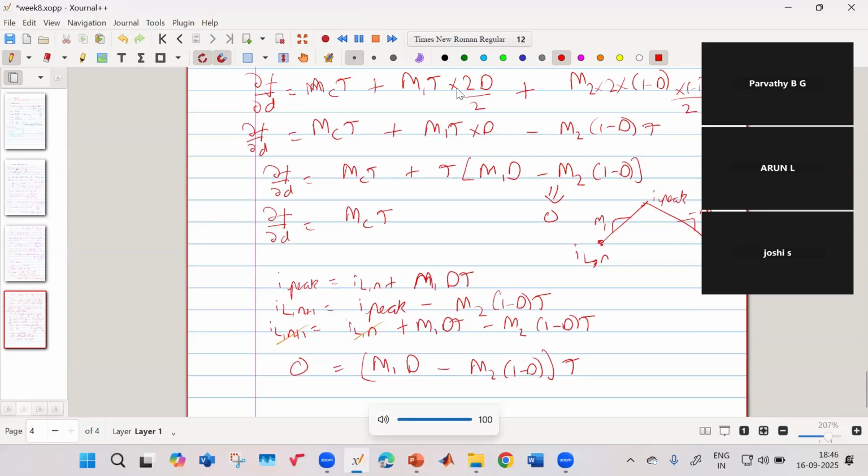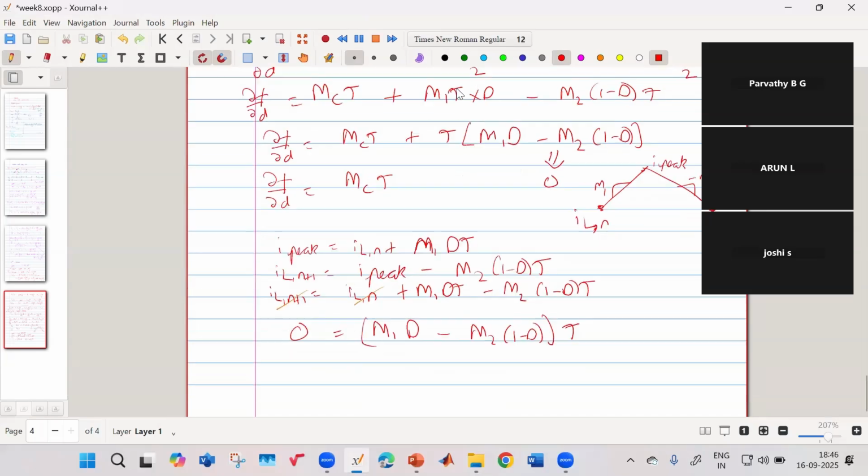So is it like M1 into D is delta IL and M2 into 1 minus D is also delta IL? So it is cancelling. You're close. Actually it is your M1 into DT. T also is there. That is your delta IL. Yes, you're looking at the correct way, because this is like your volt-second balance. So in steady state, they cancel out.